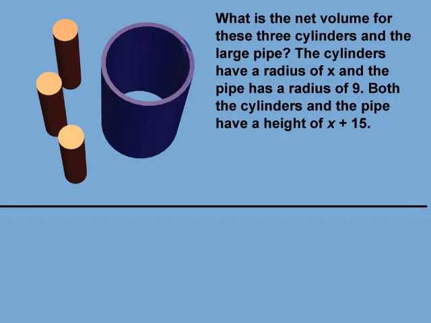What is the net volume for these three cylinders and the large pipe? The cylinders have a radius of x, and the pipe has a radius of 9. Both the cylinders and the pipe have a height of x plus 15. The formula for the volume of a cylinder is shown here. V equals pi r squared times h, where r is the radius of the circular section and h is the height of the cylinder. There are two types of cylinders.